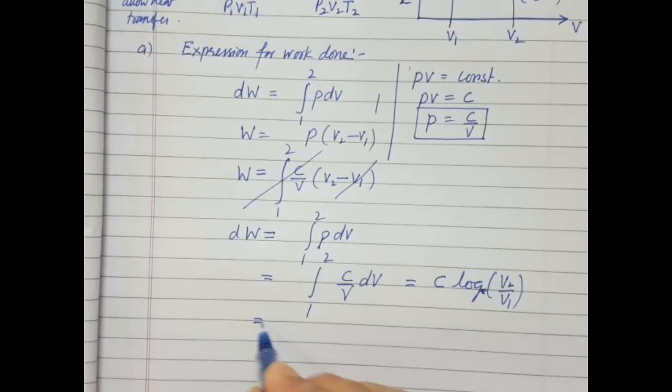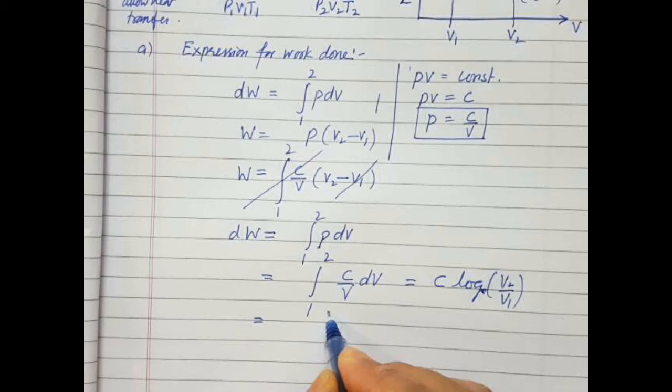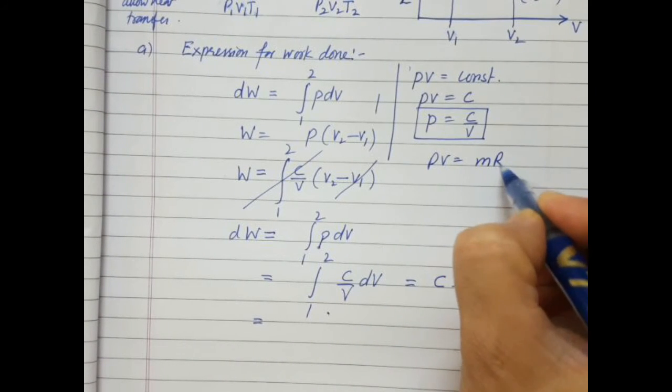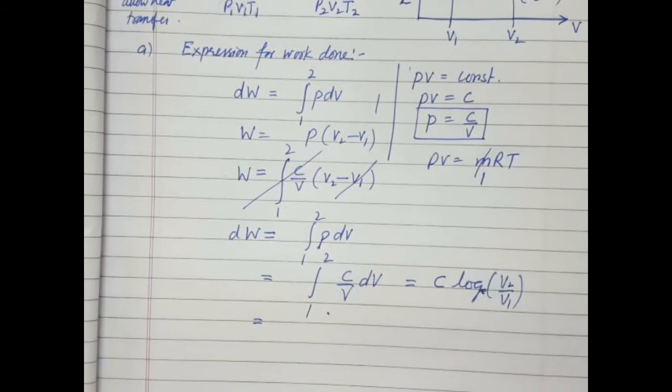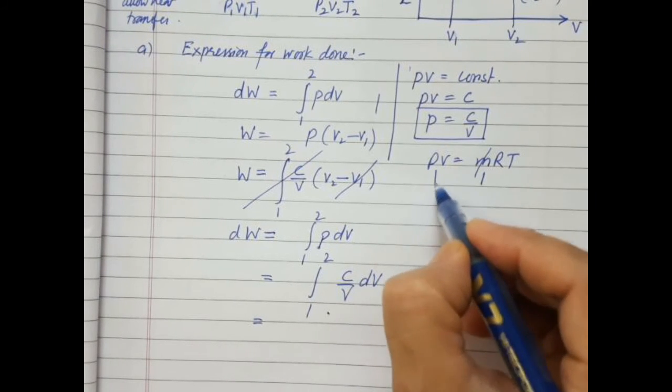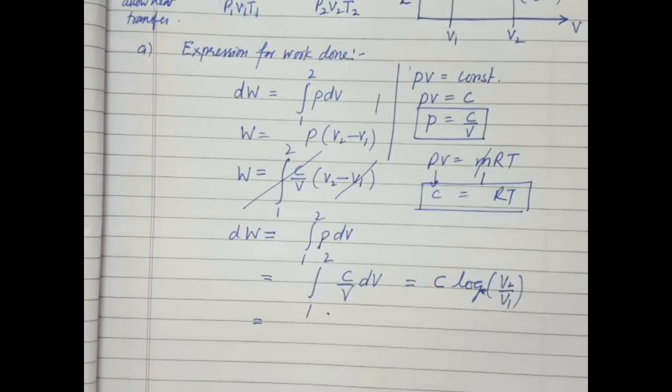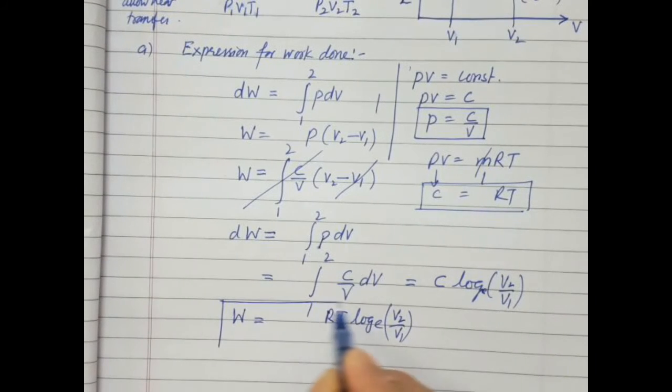Now we can also write it as C times, now PV is also equal to mRT, taking mass equal to 1, so PV or C is equal to RT. From here we can replace this: RT log base e of V2 by V1. So we can write work done is equal to this in case of isothermal process.